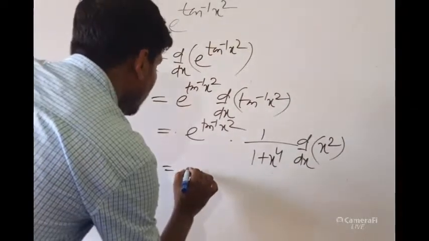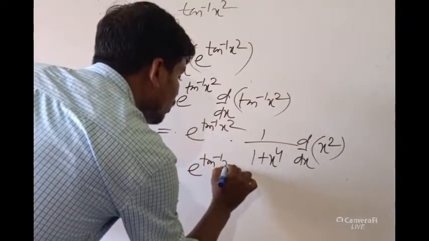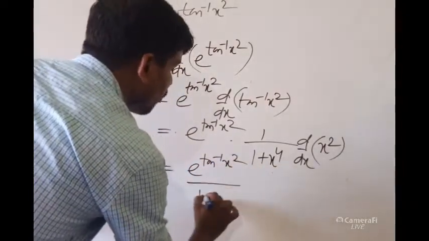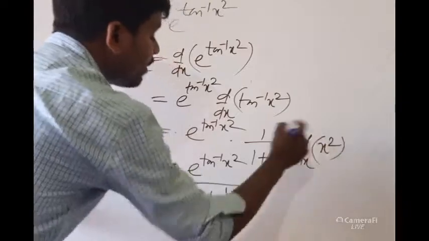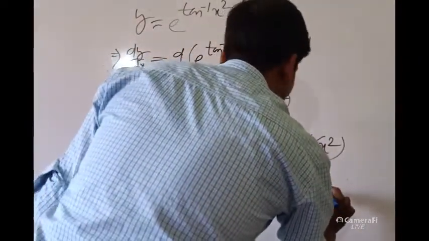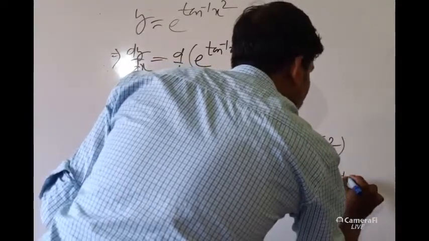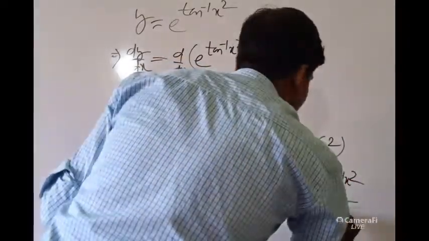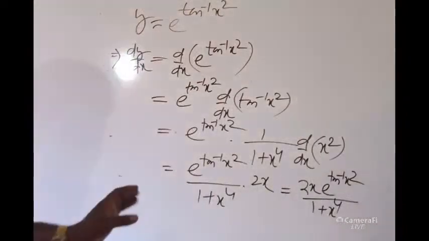Now e to the power tan inverse x square divided by 1 plus x to the power 4 and the derivative of x square equal 2x. This is 2x e to the power tan inverse x square divided by 1 plus x to the power 4. Okay.